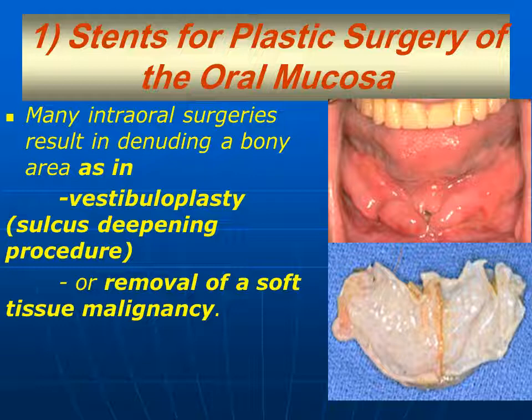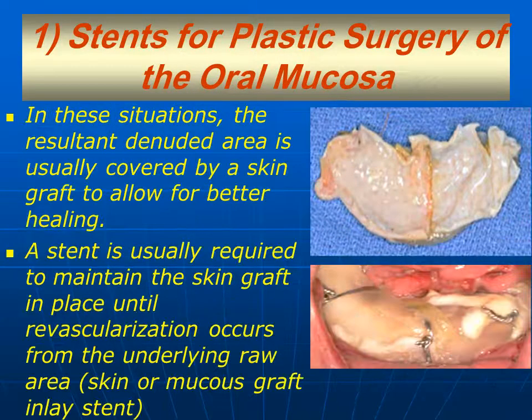As we all know, many intraoral surgeries result in denuding a bony area, like in vestibuloplasty. Vestibuloplasty is a procedure in which we deepen the sulcus, therefore we can call it sulcus deepening procedure, or in case of removal of a soft tissue malignancy from the arch. Therefore, in these situations, the resultant denuded area is usually covered by skin graft to allow for better healing.